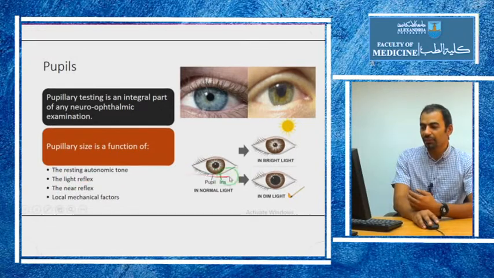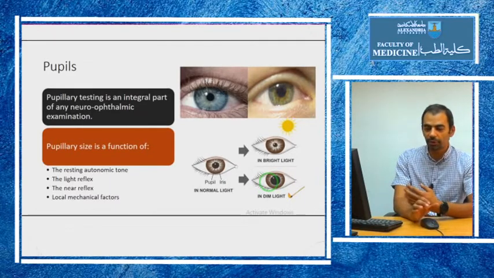We know that in bright light we tend to have a smaller size pupil, and we have a larger size pupil in dim light to allow more light to go inside the eye. And those who use glasses know that they have worse vision during the night time because when the pupil becomes dilated, the refractive error becomes more pronounced.